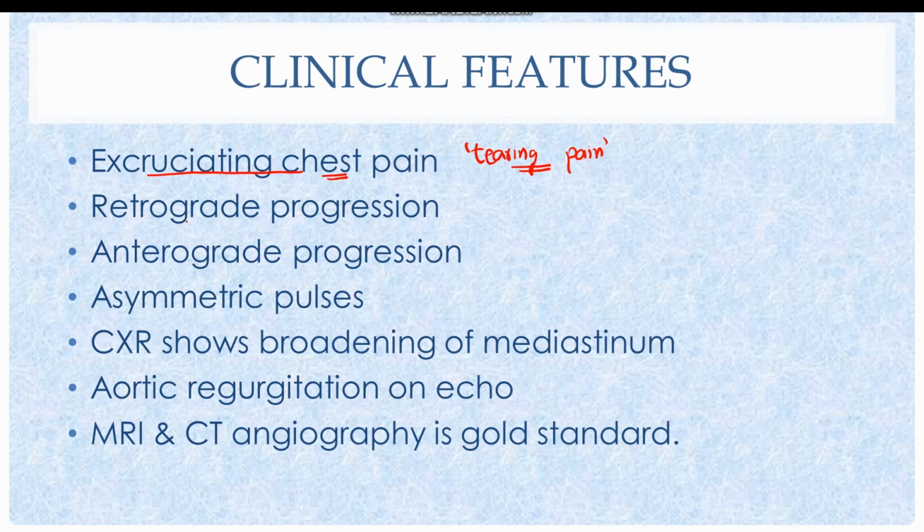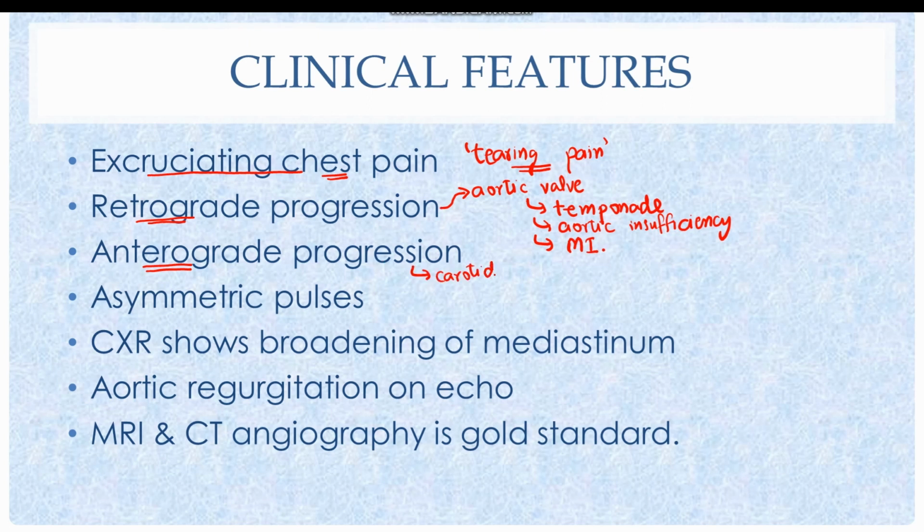The dissection could either progress in the retrograde direction towards the heart, or it could progress in the anterograde direction, which is away from the heart. The retrograde progression can result in disruption of the aortic valve, causing cardiac tamponade, aortic insufficiency, and myocardial infarction. The anterograde progression can compress carotid arteries, renal and mesenteric arteries, causing ischemia of the end organ.